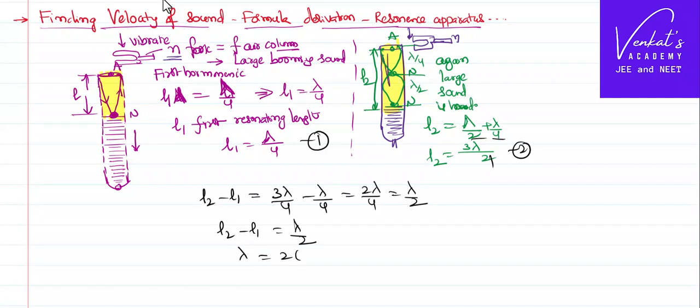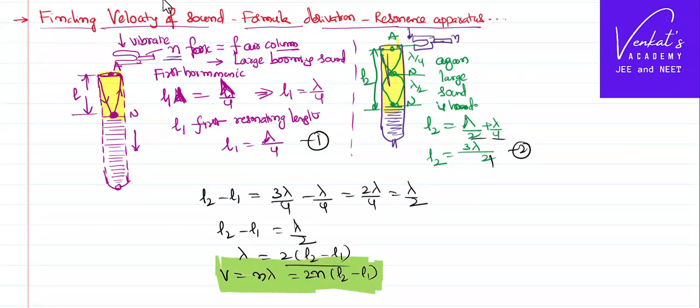Lambda equals 2 times the second resonating length minus the first resonating length. We know the velocity of sound is n lambda. So n into lambda is 2n times L2 minus L1. So in this experiment, we can find the velocity of sound using this formula: V equals 2n into L2 minus L1. My core aim is to tell you where you get this formula from, what the derivation of this formula is.